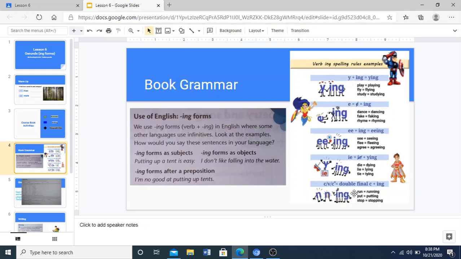For example, run becomes running. You double the last consonant, then add your -ing. Put, double your T and put -ing. Stop, double your P and put an -ing. As you can see here in run, R is a consonant, U is a vowel, N is a consonant, therefore you double the N, making it running. Also for put and for stop. I hope these spelling clues will be able to help you when you're writing the gerunds for different infinitives. So let's move forward.